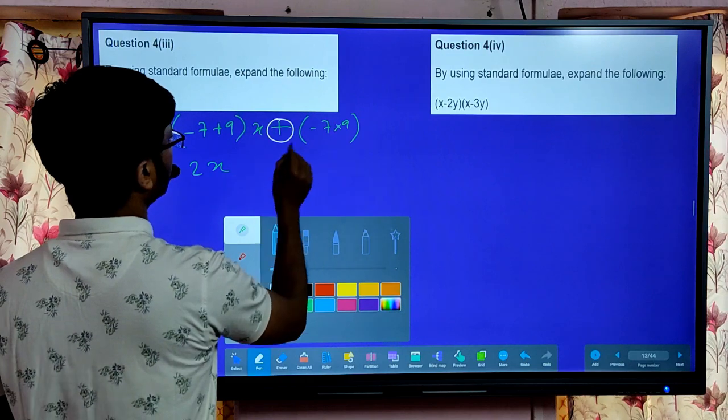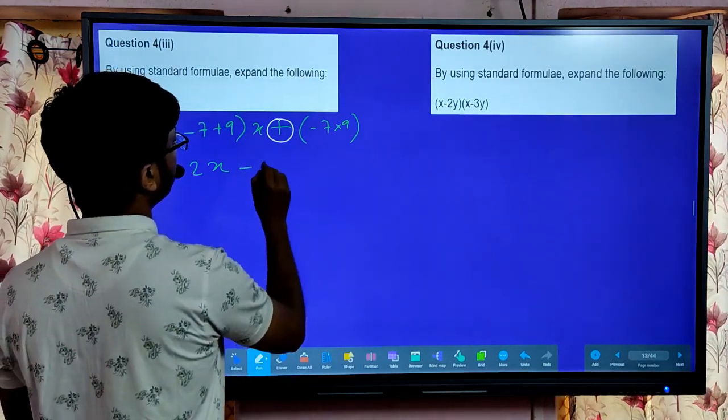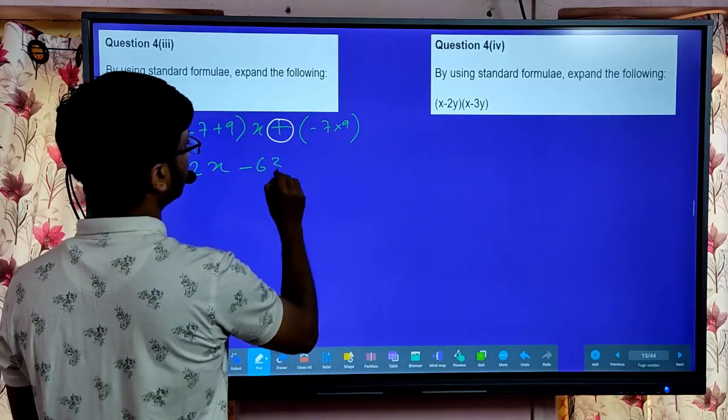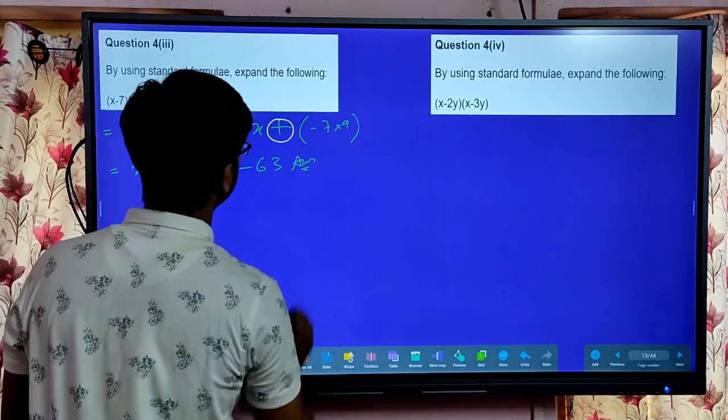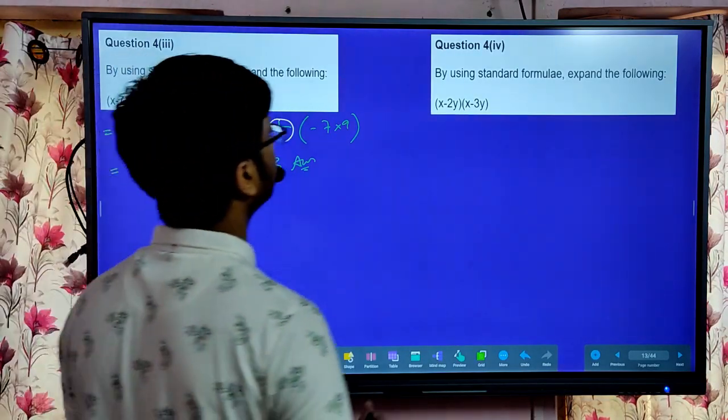Okay, chalo. So this is plus and minus, 7 9 ja 63, so it is minus, plus minus is minus, minus 63. Okay, understood? Let us see there.